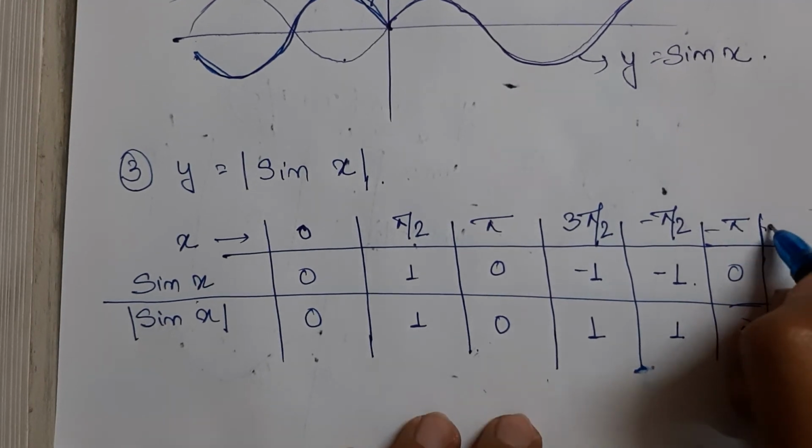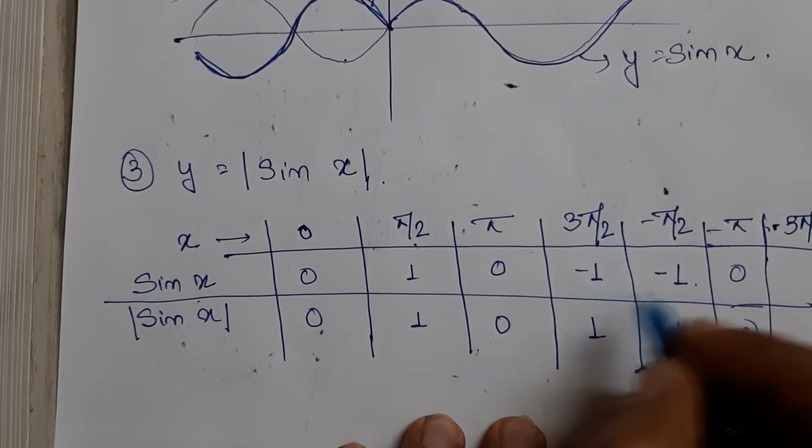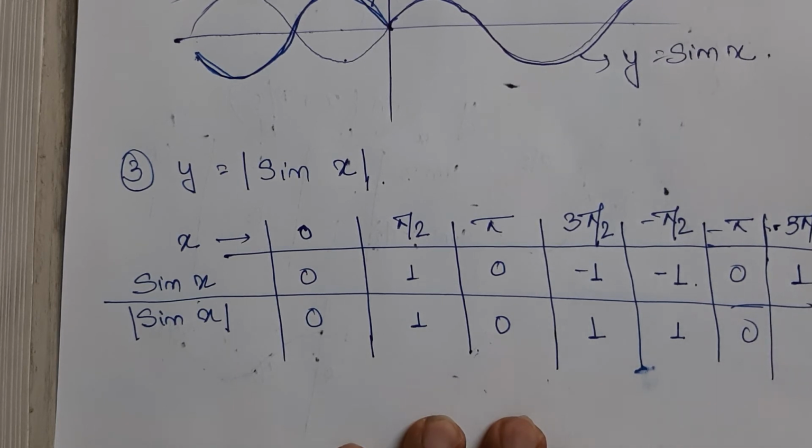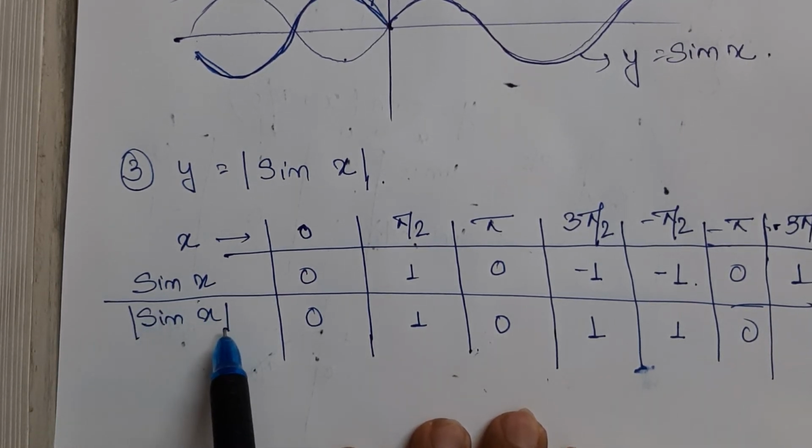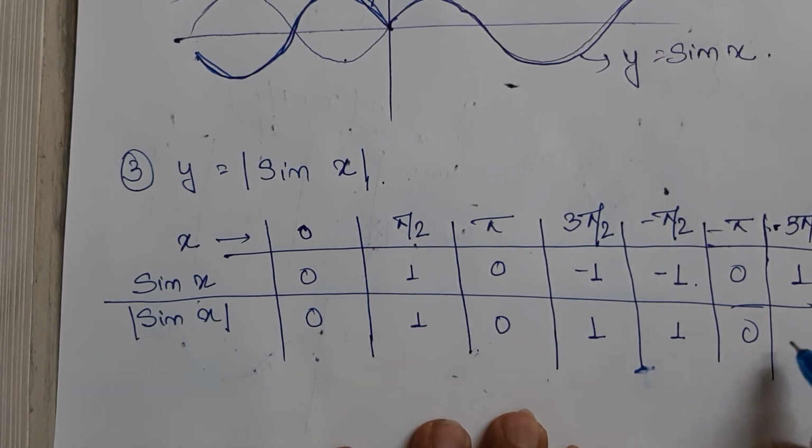Now for minus 3 pi by 2, earlier it would return 1, right? And this will also return 1. As there is a mod within a positive value, there will be no change. It will return 1 only.